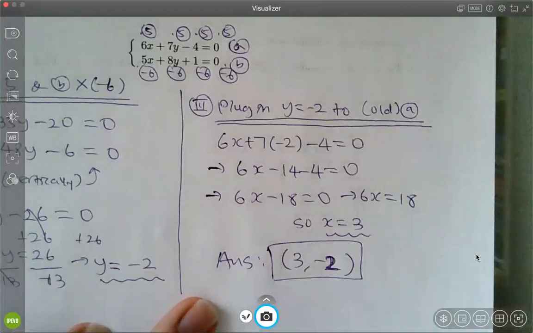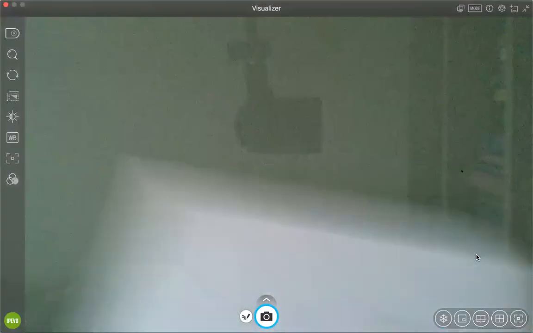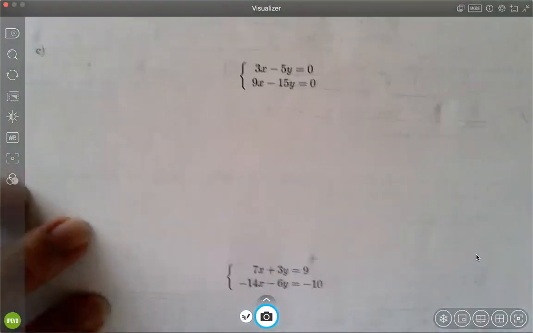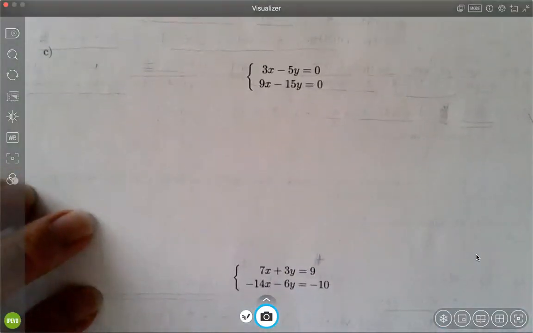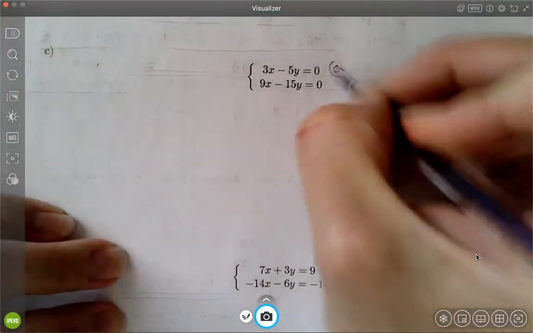Okay, so that's B, and then go to C. Go to C. Okay, so here we have 3x minus 5y equals 0, and 9x minus 15y is equal to 0 as well.